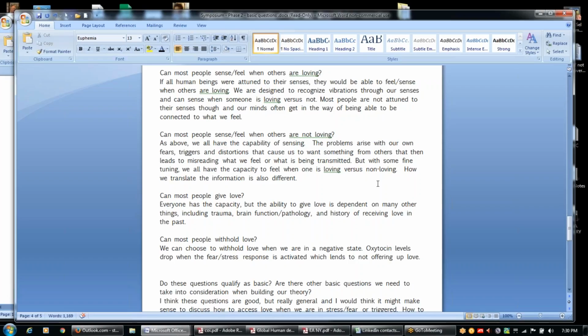As above, we all have the capability of sensing. The problem arises with our own fears, triggers, and distortions that cause us to want something from others, which then leads to misreading what we feel and what is being transmitted. But with some fine-tuning, we all have the capacity to feel when one is loving versus not loving. So we can feel when we are getting love and not getting love.